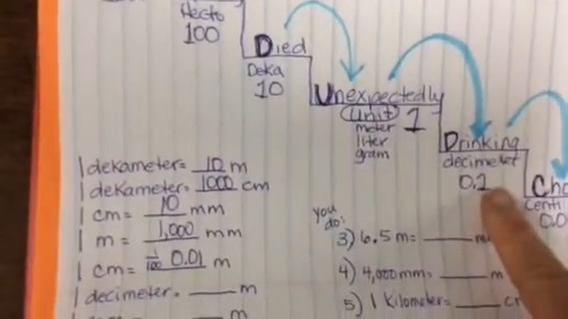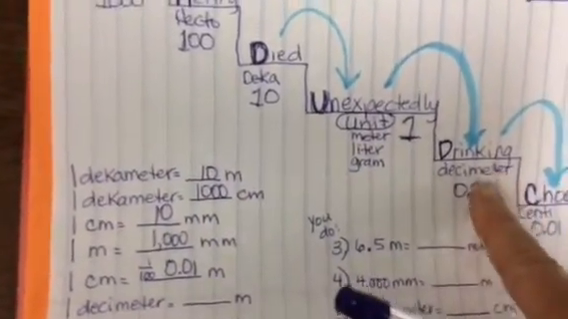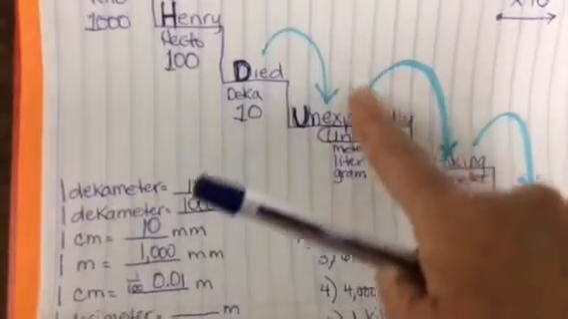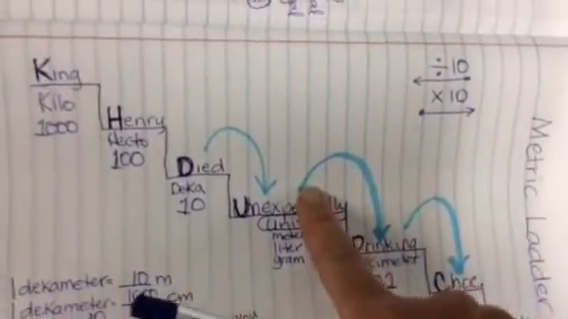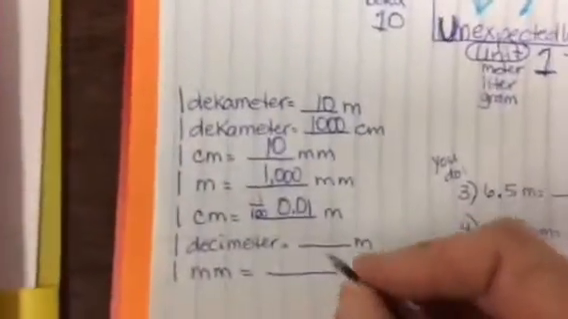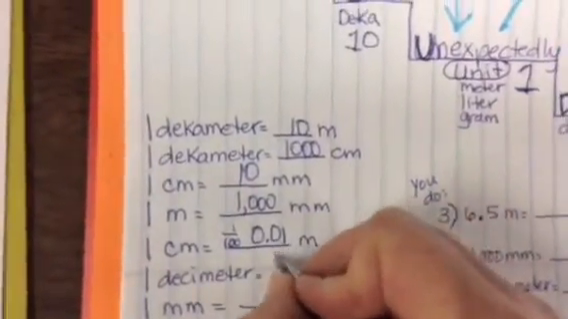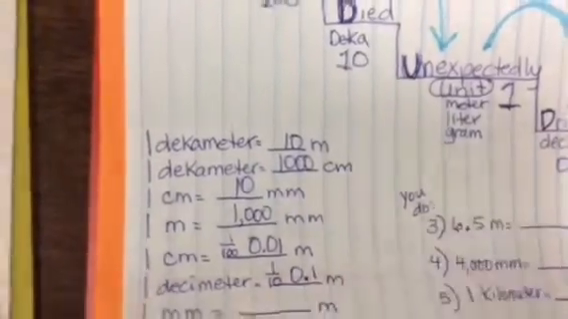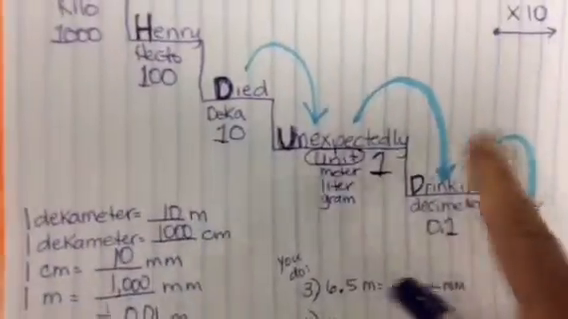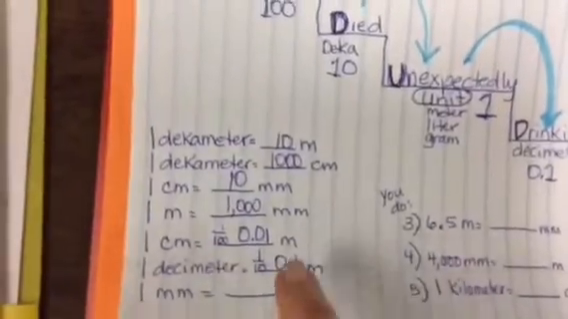All right, 1 decimeter equals how many meters? So I'm going to go 1 hop to the left. So that's divided by 10. So that means 1 decimeter is 1/10th of a meter. Another way to write it, 1/10. Because it takes 10 to make 1. So each one is 1/10.